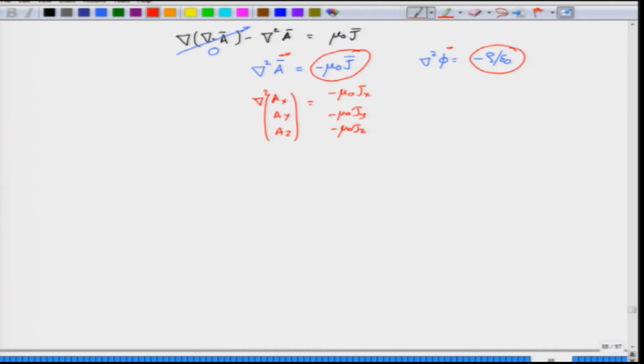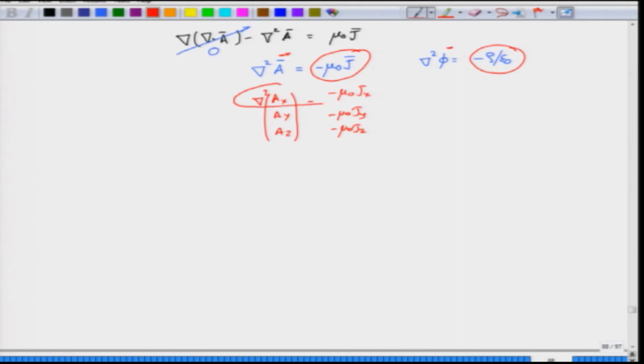So, these are the fields. In general, Ax will be a function of x, y, z, Ay will be a function of x, y, z, Az will be a function of x, y, z, as well as Jx, Jy and Jz. Everything is a function of x, y and z. But because the del square operator can be split in terms of operating on Ax alone, on Ay alone, on Az alone, in the case of Cartesian coordinate system, you have this equation.